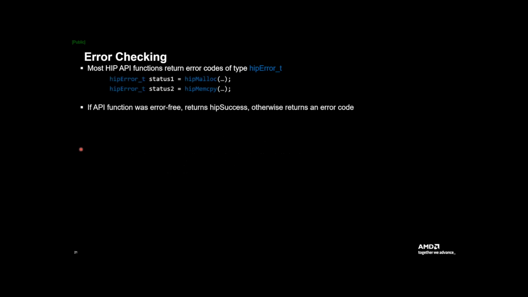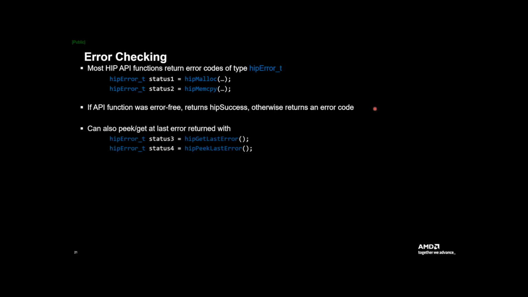Now, error checking, I would say that's quite useful because sometimes we are not sure that something happened. Most HIP API functions return error codes of type hipError_t. So if you do hipMalloc and you define this, the status contains the error code, either hipSuccess or something is wrong. Same with hipMemcpy. If the API function was error-free, it returns hipSuccess, otherwise it returns an error code.